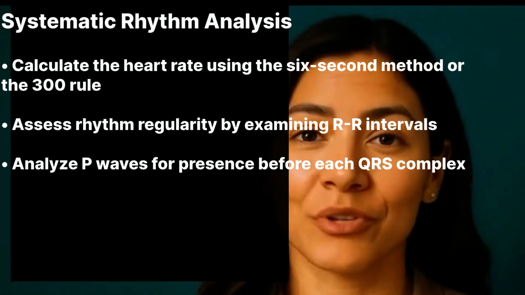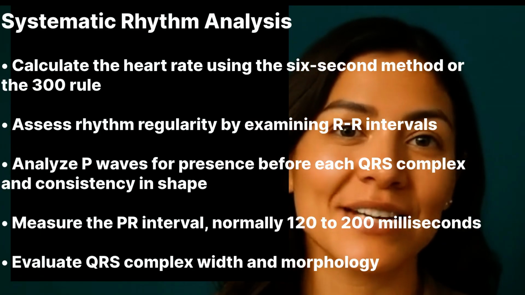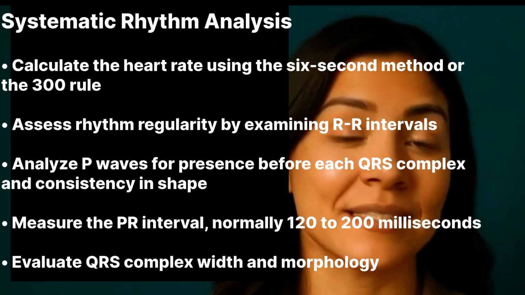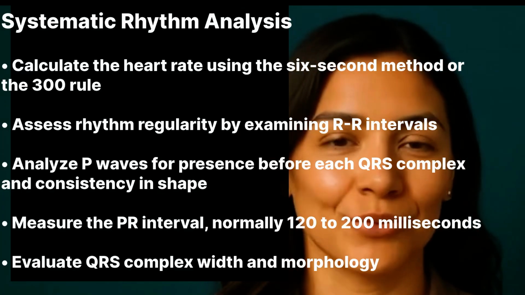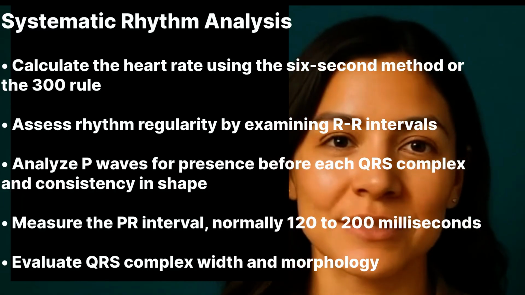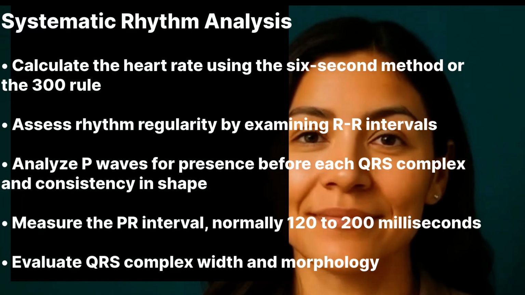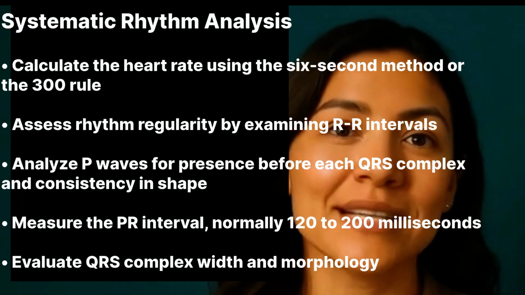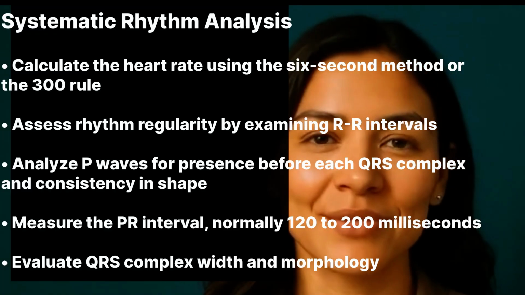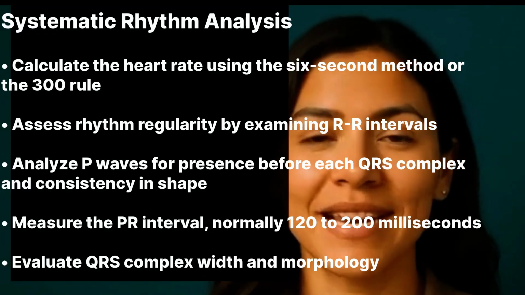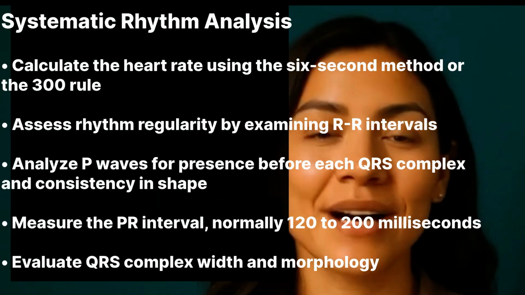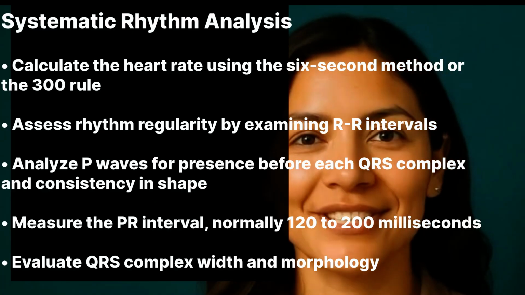A systematic approach to rhythm analysis ensures accurate interpretation. Start by calculating the heart rate using either the 6-second method or the 300 rule. Next, assess rhythm regularity by examining RR intervals. Then analyze P waves. Are they present before each QRS complex and consistent in shape? Measure the PR interval, which should normally be between 120 and 200 milliseconds. Finally, evaluate the QRS complex width and morphology.